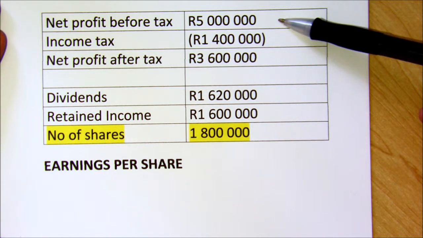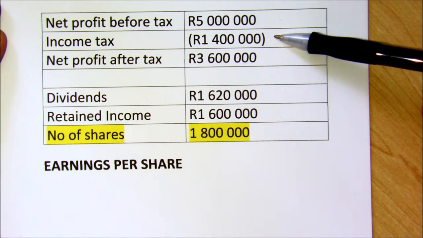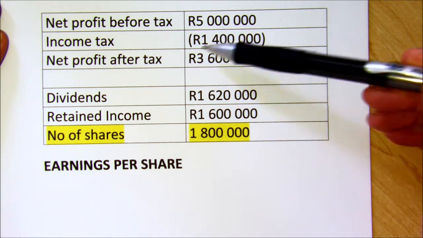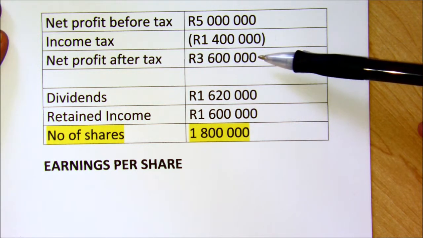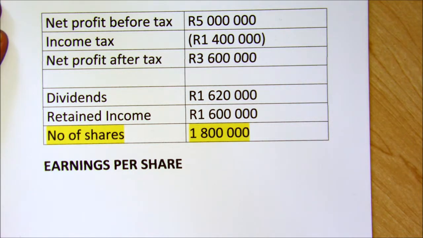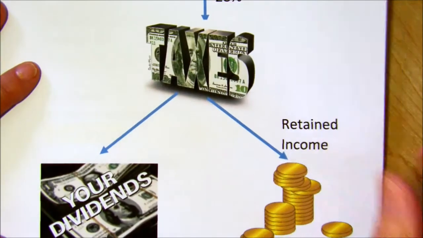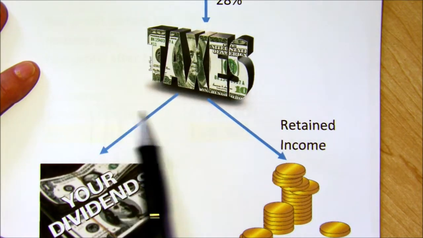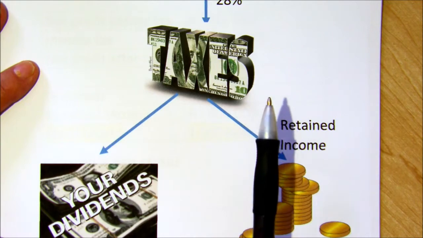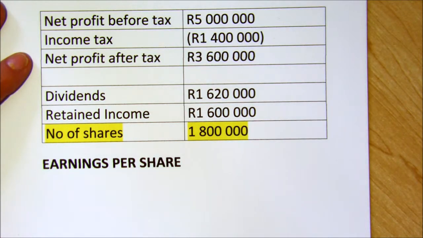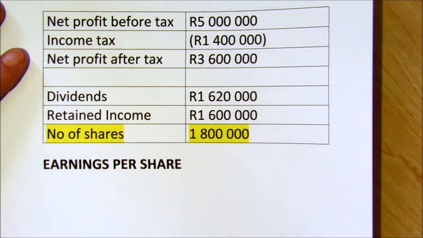If we've got a company that makes 5 million rand profit, their income tax is 1.4 million. That leaves them with a profit after tax of 3.6 million. So that is at this point over here. So they've paid their taxes and they've now got 3.6 million. And they must decide what to do with it. All of that 3.6 million has to be allocated out.